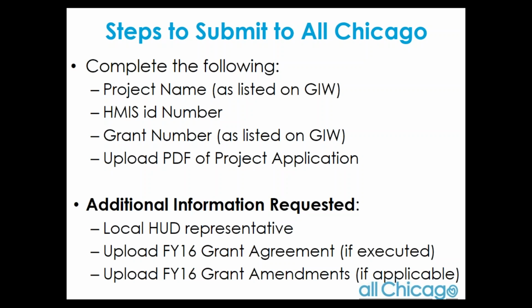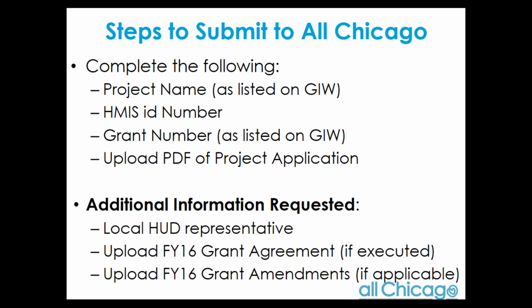We will ask for an HMIS ID number. This is probably what you entered during the local evaluation process. If you are unaware, we encourage you to review what you submitted during the local evaluation process. Then we'll ask for the grant number as it's listed on the GIW. And then finally, you'll be uploading a PDF of your project application.